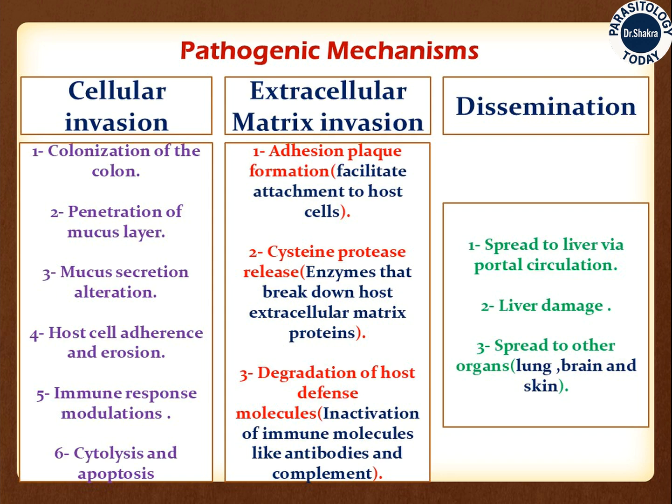3. Dissemination. The pathogen spreads to the liver via portal circulation. It causes liver damage. It further disseminates to other organs, including the lungs, brain, and skin.